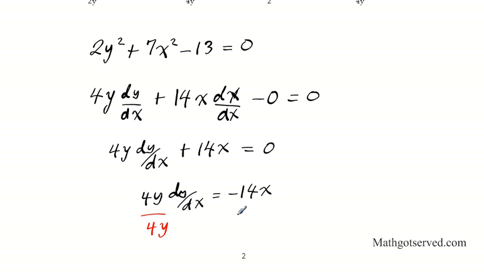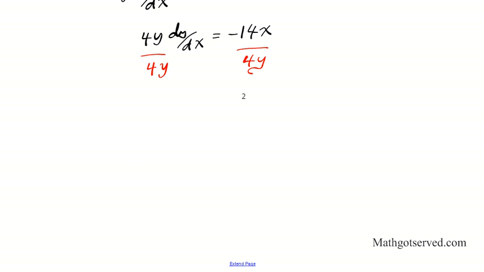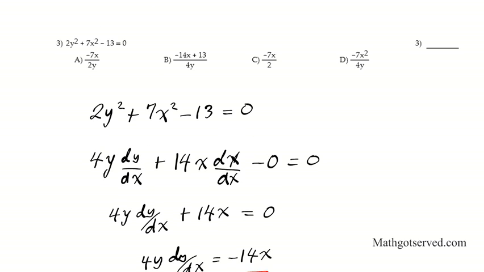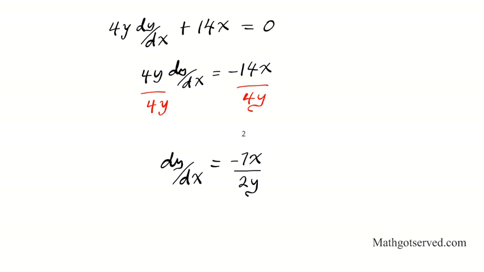Divide both sides by 4y. And then you're going to have dy/dx equals, if you divide this by 2 top and bottom, negative 7x over 2y. Okay? Negative 7x over 2y will be your derivative, your dy/dx. So your answer is option A.